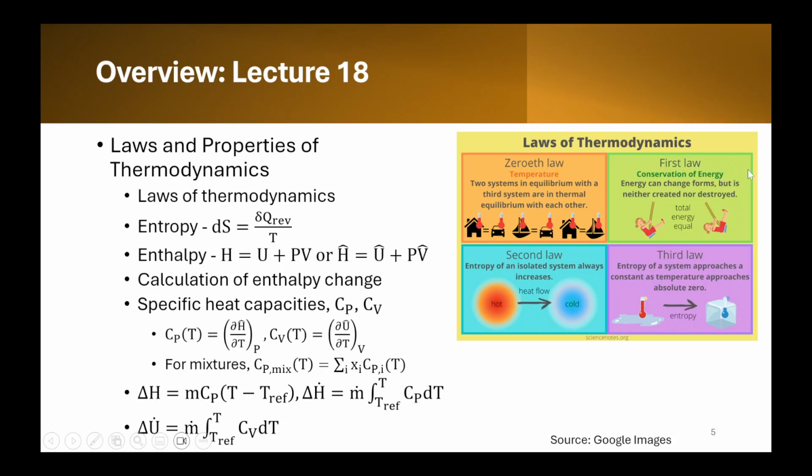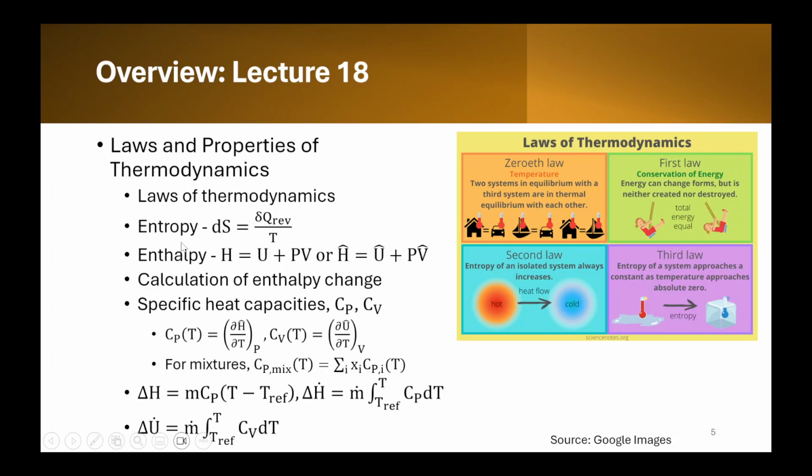Next, we discuss the first law. It is about the conservation of energy: energy can change forms but is neither created nor destroyed. The second law tells us about entropy. The entropy of an isolated system always increases, and it gives us the direction of heat flow. It moves from a hotter region to a colder region. And lastly, the third law: the entropy of a system approaches a constant value as temperature approaches absolute zero.